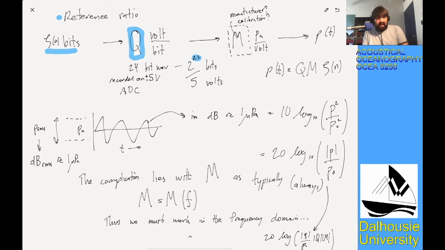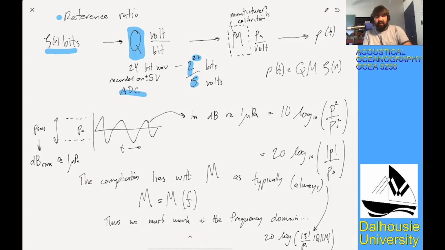And I'm going to just say you have a plus or minus 5 volt analog to digital converter here. So your biggest number is going to be 2 to the 23. Your biggest voltage is going to be 5 volts. Your smallest is going to be minus 2 to the 23, and your smallest voltage is going to be minus 5 volts. You can use either of those ratios to compute this Q coefficient.